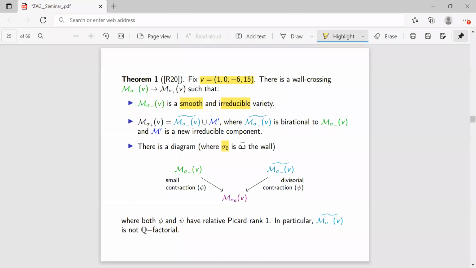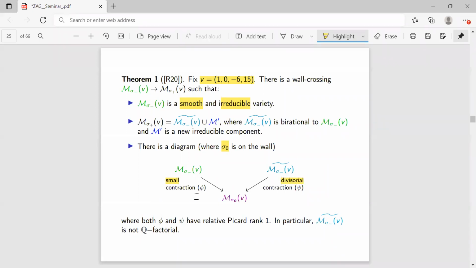First, let sigma naught be a stability condition on the wall between these two moduli spaces, or the chambers of these two stability conditions, sigma minus and sigma plus. And then I claim that there exists a small contraction from this M sigma minus, from this nice space, to M sigma naught. And so because you have a small contraction here, you expect to have another small contraction on the other side to complete this as a flip. But this doesn't happen because on the other side, we get a divisorial contraction.